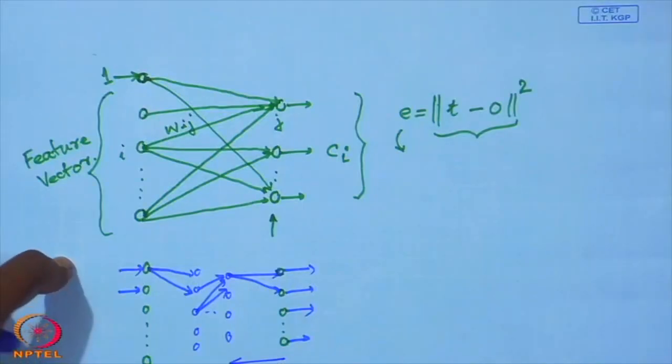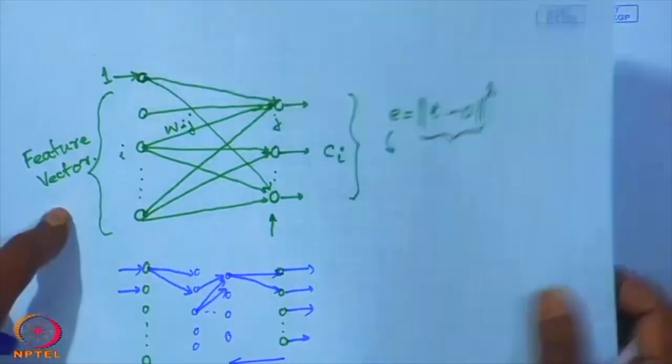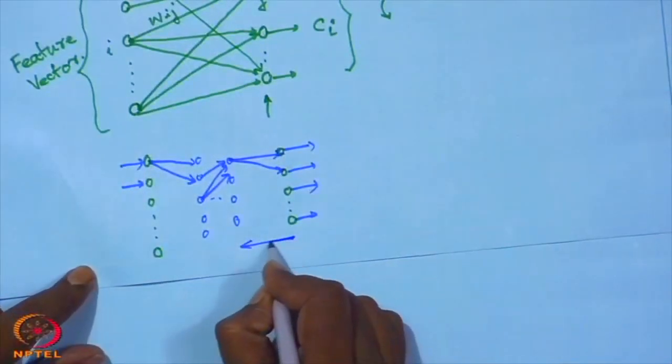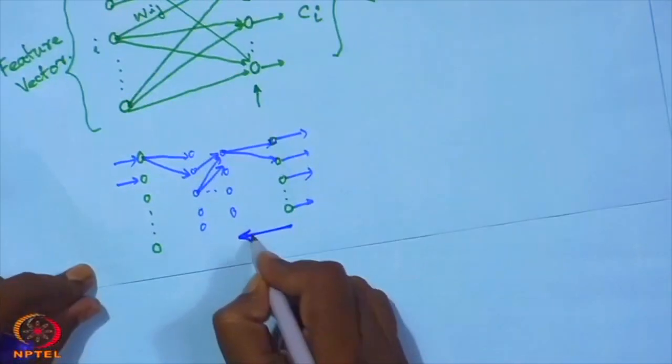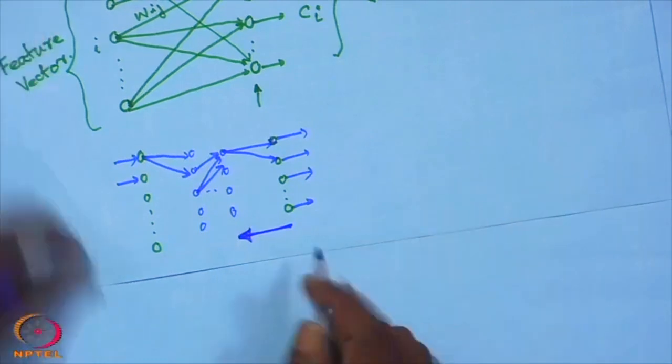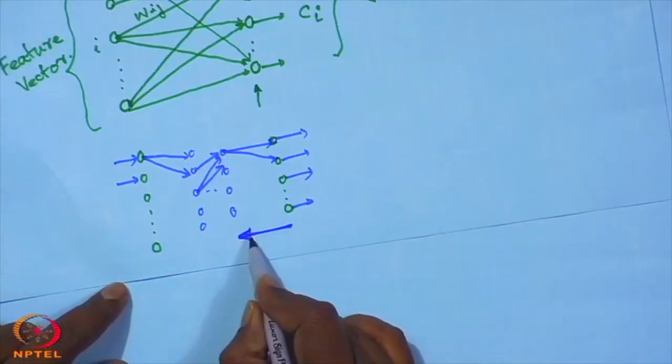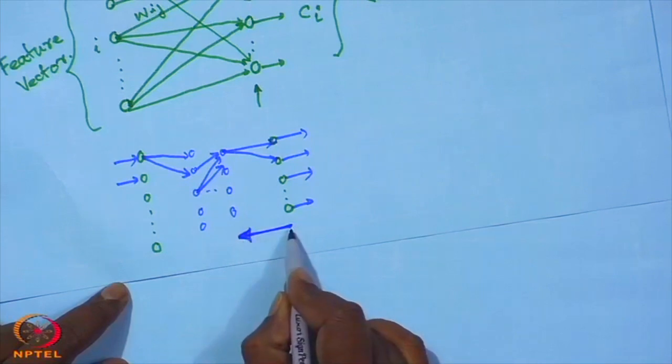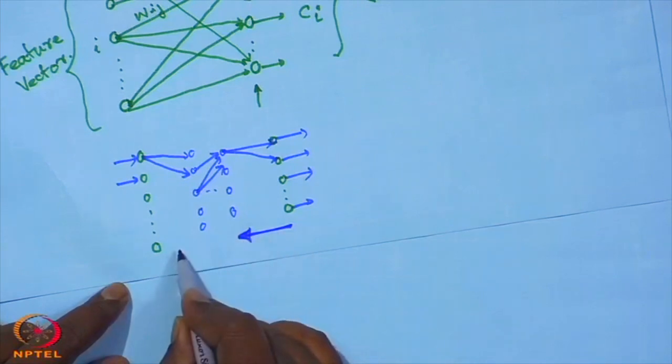And when we modify the weights, when we adapt the weights, the error information for reduction of the error propagates from output layer to input layer. So, it propagates in the reverse direction. So, it is like this: the error information or the weight updation information propagates from the output layer to the input layer. Okay. So, that is why it is called back propagation learning.